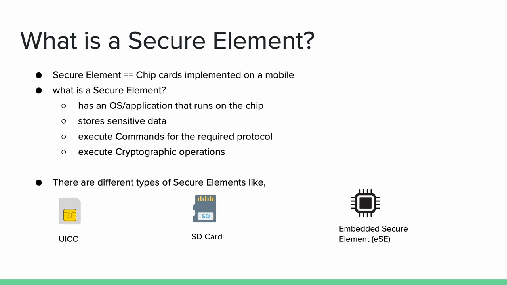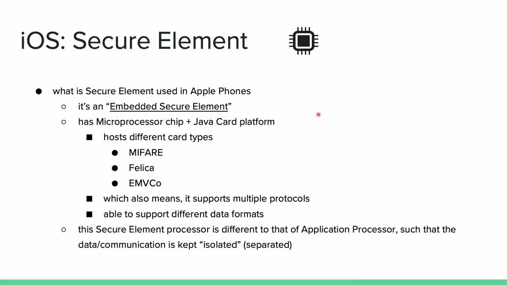Which variant does an iOS use? It uses an embedded secure element, that is a secure chip that is hardwired onto the Apple iPhone. So Apple uses this embedded secure element. You would see sometimes ESE, so embedded secure element. It has a microprocessor chip and it uses a platform called as Java Card platform, which runs the operating system, sometimes also referred to as applets.